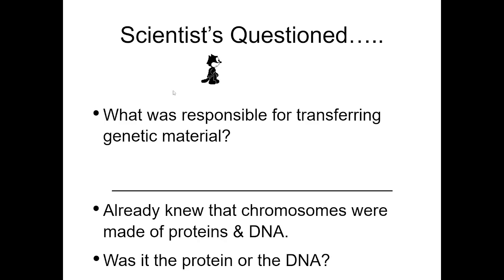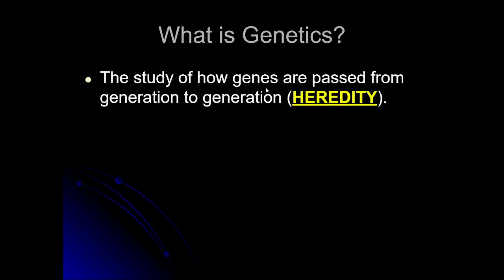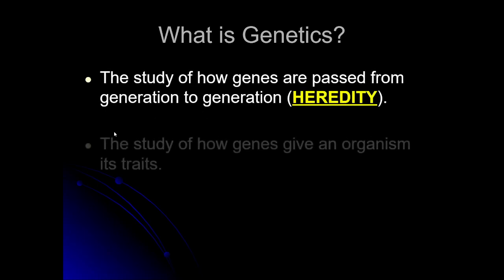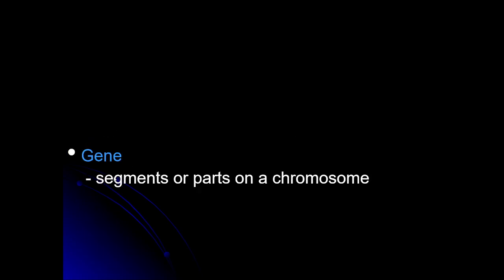Many scientists questioned what was responsible for transferring genetic material. We already knew that chromosomes were made up of protein and DNA. Was it the protein or the DNA that transferred the genetic material? What is genetics? It's the study of how genes are passed from generation to generation. The study of how genes give an organism its traits, and a gene is segments or parts of a chromosome.